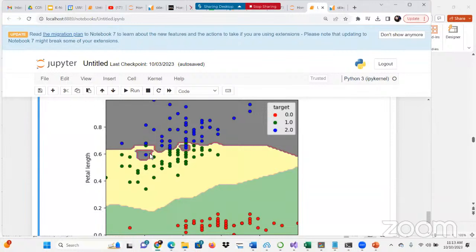So if you have k equals 1, it's only based on one neighbor, and then this model is very sensitive to outliers. For example, if you have an outlier of a blue class here, then this area will also be predicted as blue. So this is too accurate. This is actually not a good model. It's what we call overfitting the training data.